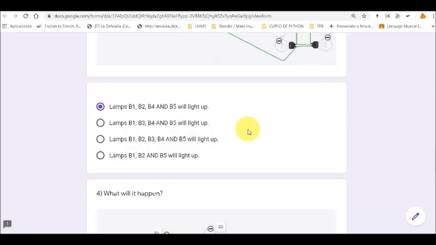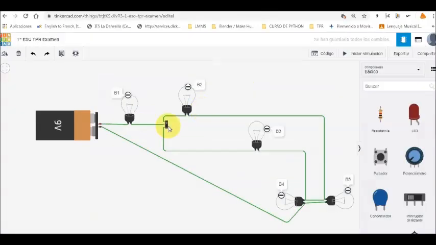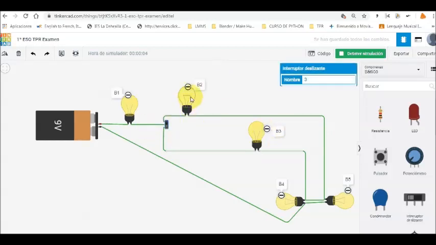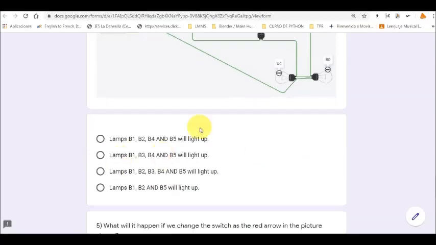Okay, so exercise number 4, which is exactly the opposite, when we switch the circuit, we'll see, not exactly the opposite, I mean that in this case we'll see that lamp number 2 will be off, while lamp number 3 will be on. So B1, B3, B4, and B5 will be lighting up. Okay, so this is the right answer for exercise number 4, which is this.